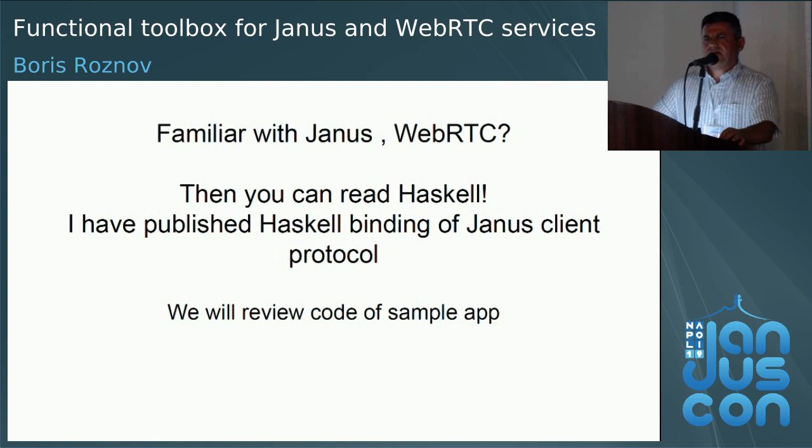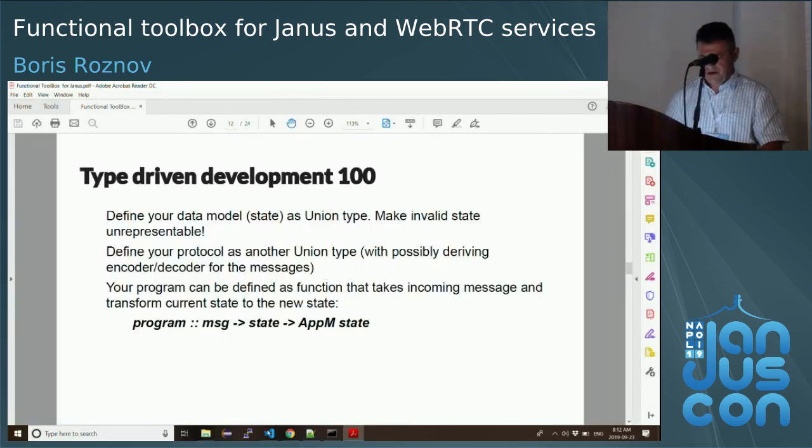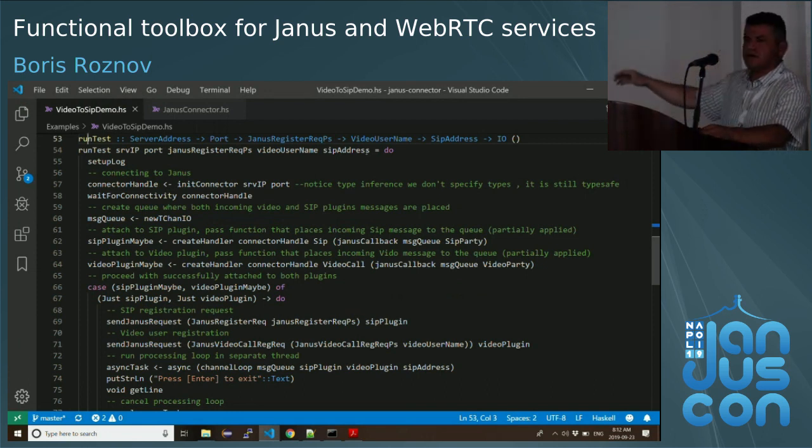And as sample applications for this library, I created just some simple apps which check interop between different Haskell Janus plugins. And I'll just jump straight to the code to show you how it works. Can you see it, or should I make it larger?